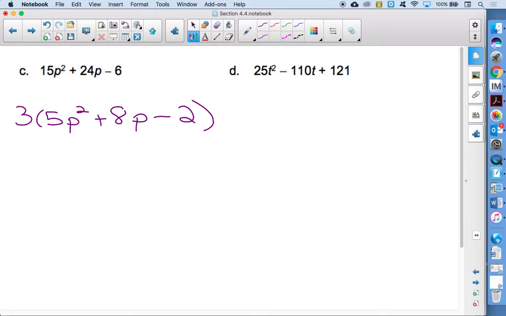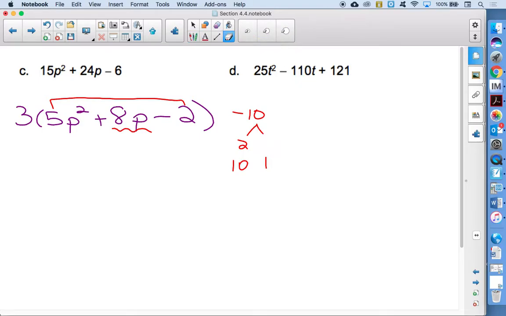So if we check with AC grouping, the next step would be to take 5 times negative 2, which is negative 10. 2 and 5? 10 and 1? Will they ever equal 8? It still doesn't. So this doesn't work. This one is done. It does not factor any further, so you only take a 3 out. The last one is the other perfect square pattern, A minus B squared instead of A plus B squared.